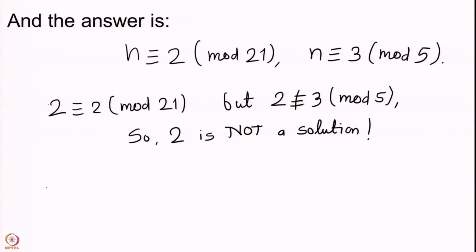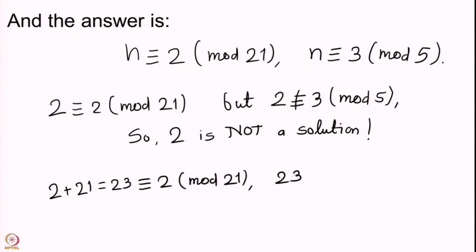Let us add 21 to 2. So, 2 plus 21, which is 23. This is congruent to 2 modulo 21. And as luck would have it, we have that 23 is also congruent to 3 modulo 5. So, all our congruences are satisfied. So, the answer is 23.